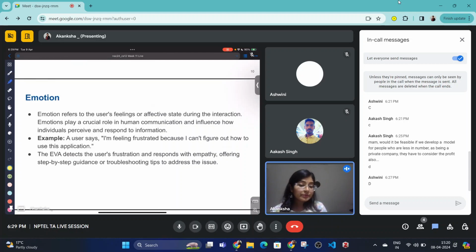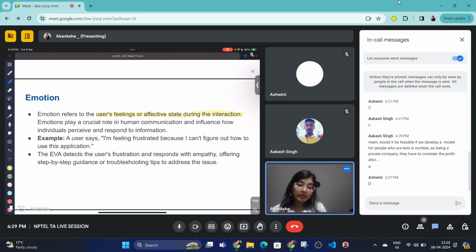So emotion refers to the user's feeling or affective state during the interaction. Now, in human communication, emotions, of course, play a crucial role, and they change the context of the conversation as well. So it's very important to know what the actual emotion is. The user says, I'm feeling frustrated because I can't figure out how to use this application. So what EVA can do is sense that the user is feeling very frustrated.